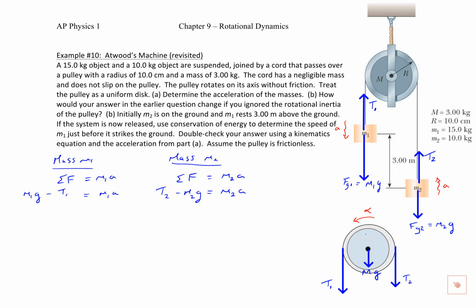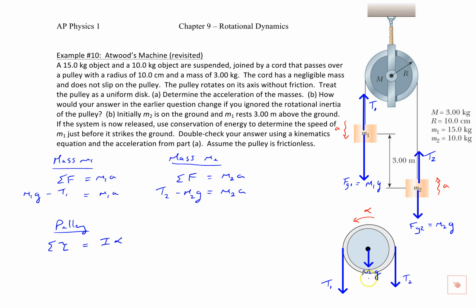So now let's take a look at Newton's second law rewritten in terms of the angular quantities, meaning the torque. If we look at the pulley, we have the sum of the torques is equal to I times alpha of this pulley. Now there are two torques in here. We have the torque produced by tension 1, and the torque produced by tension 2.